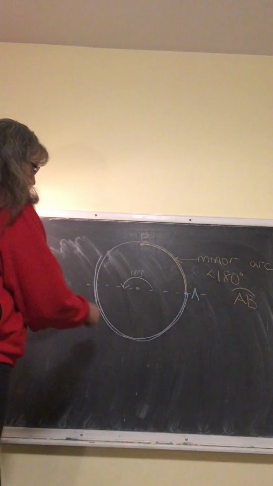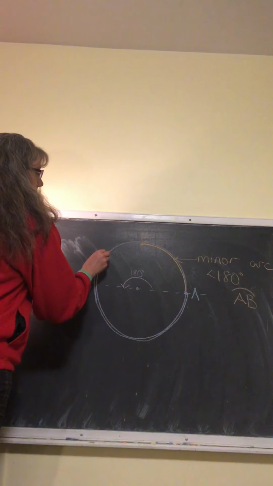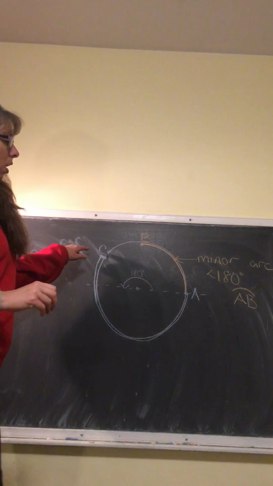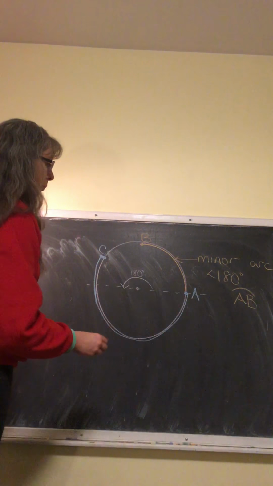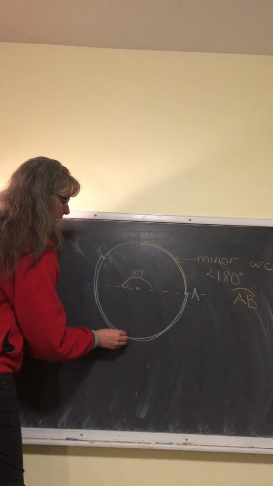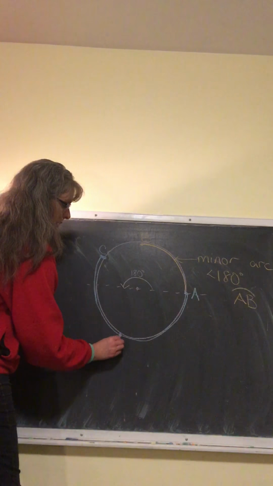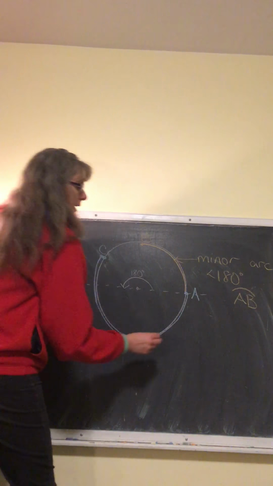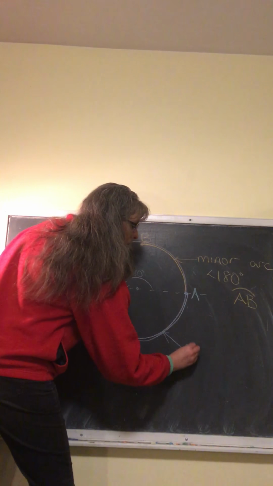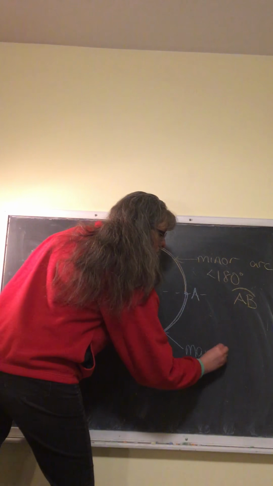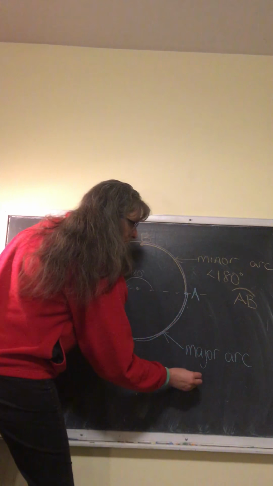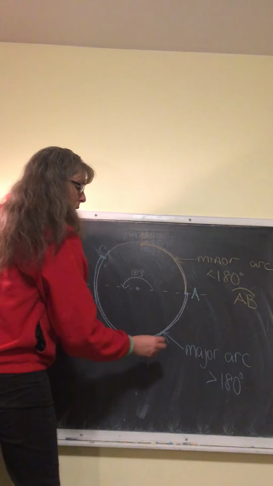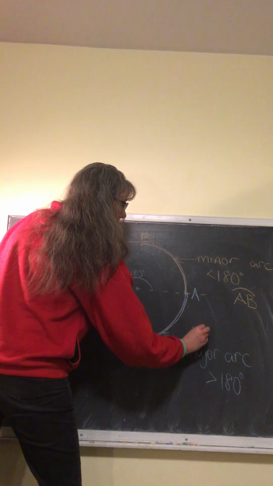If we have a major arc like this, we'll say A, and over here we have point C. It is nice to have a third point in a major arc so that it's clear which way the arc goes. So in this case, I will call this point D, and arc ADC is a major arc. Major arc is greater than a semicircle. It's more than 180 degrees around the circle, and we call this major arc ADC.